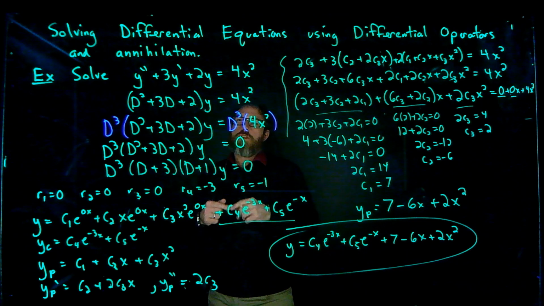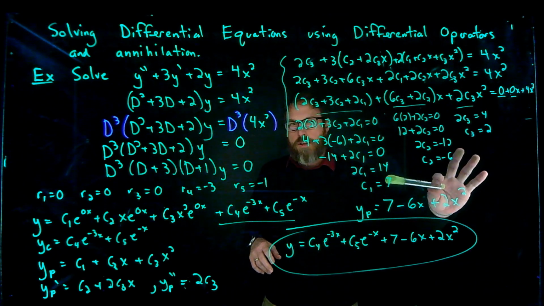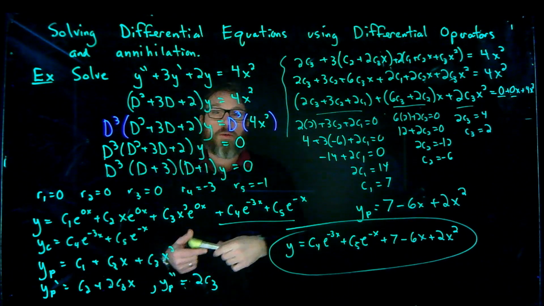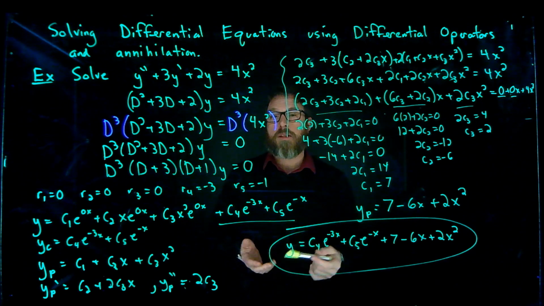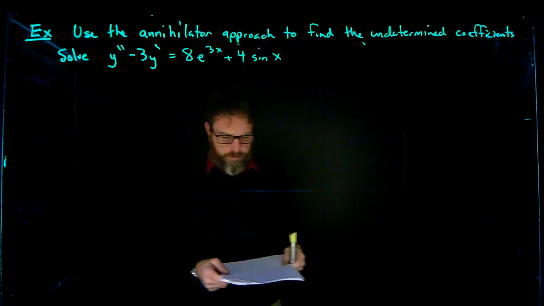So for the next example, I'm not going to go through and find the coefficients. I really just want to verify that the particular solution is what's expected, using differential operators and annihilation from the previous lecture.